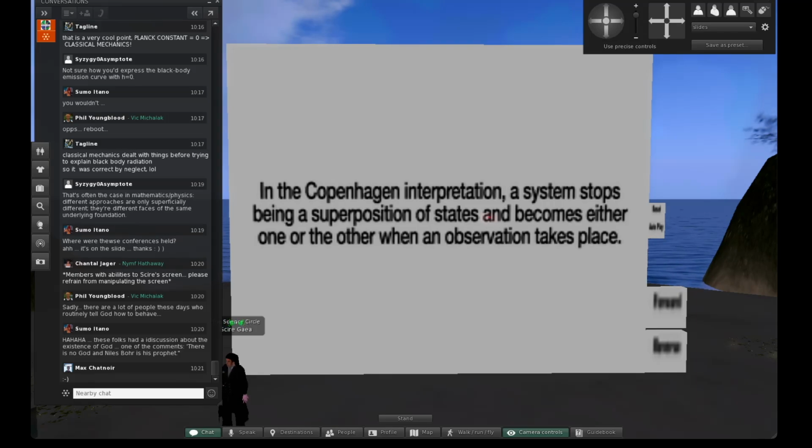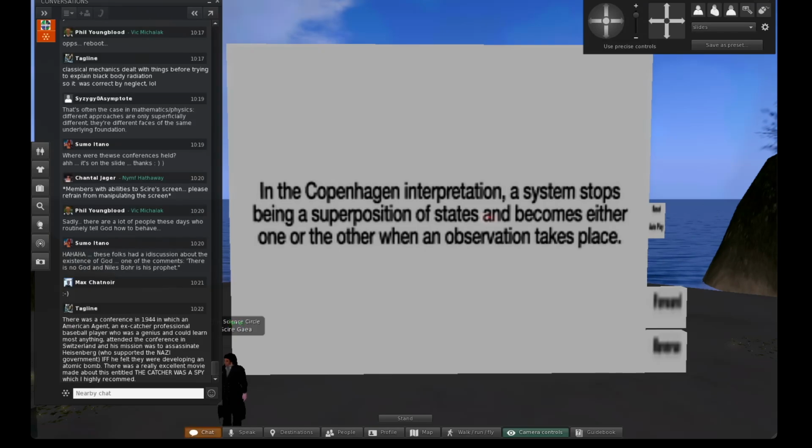The important thing to remember is that in this Copenhagen interpretation, a system stops being a superposition of states and becomes one or the other when an observation takes place. That was the feeling back at that time, and in point of fact, it is not held by some quantum theorists today.